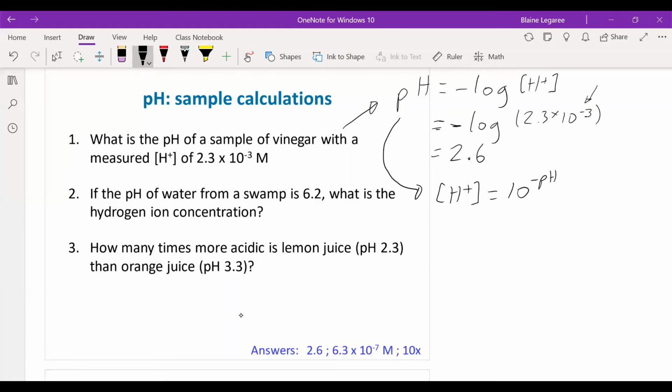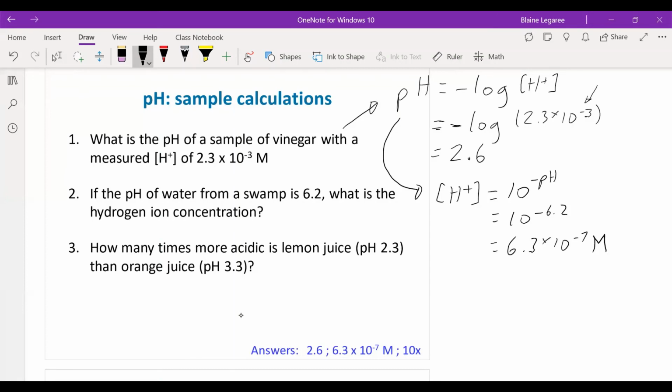So in this case here, I'm going to put 10 to the minus 6.2, and I can actually punch that into my calculator just like that. So let's see here, we've got 6.2 negative, and I can go shift log, and so I get 6.3 times 10 to the minus 7. And of course that has units, which is moles per liter, so a big M.